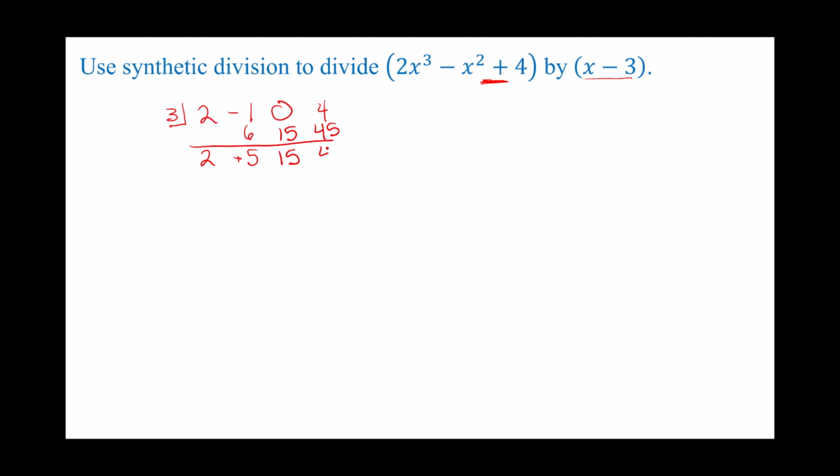Add 4 plus 45 is 49. So we've done the synthetic division. Now to write our answer, we have 2x cubed minus x squared plus 4 divided by x minus 3 equals our answer. We started with an x cubed and we divided by an x, so now we've depressed it down to 2x squared. So I have 2x squared, which comes from this 2, plus 5x plus 15, and a remainder of 49.